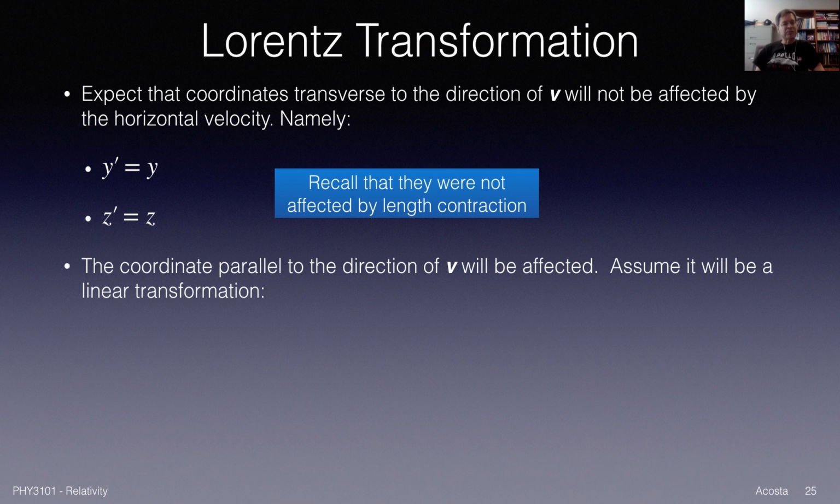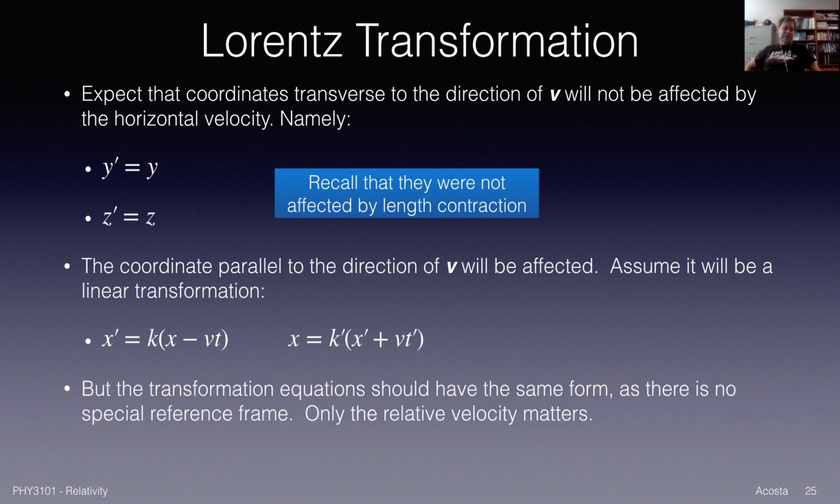But let's at least assume it's a linear transformation, okay? So that means we'll let it look something like the Galilean transformation. We'll have x prime equal x minus vt, but we'll put in a factor k in front. Likewise, the inverse transformation for x will be like the Galilean transformation, x equals x prime plus vt prime, measured in the prime system, but we'll put a factor k prime there.